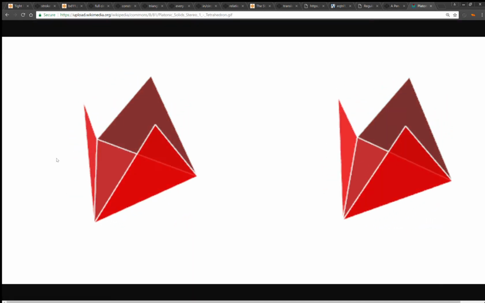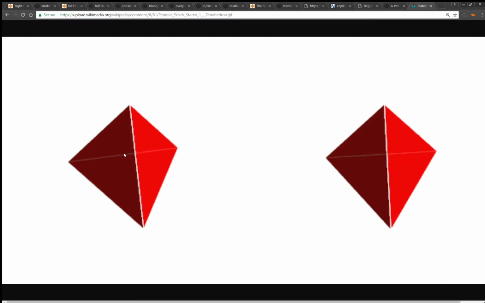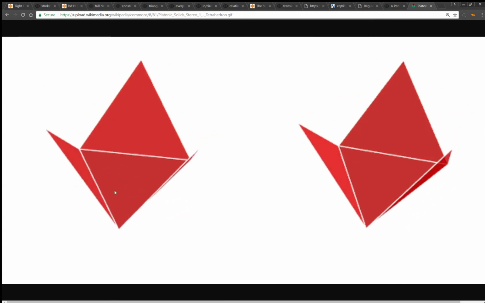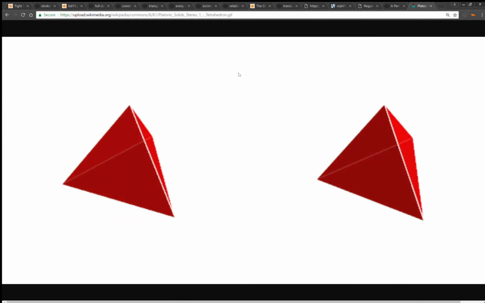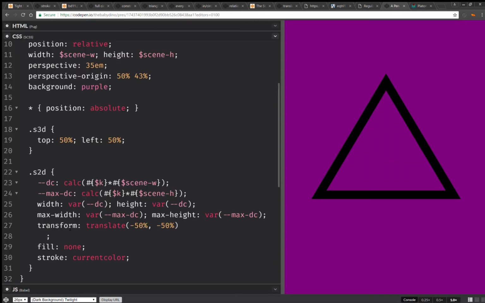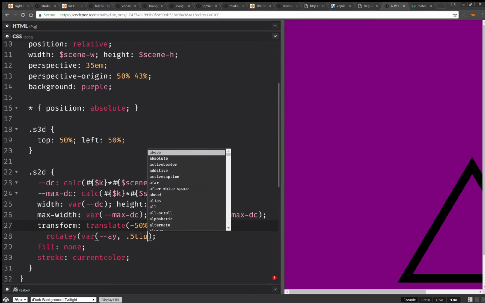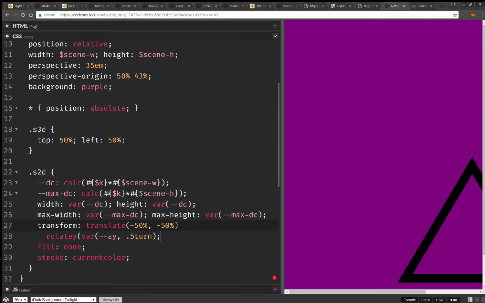Now as you can see, the lateral faces are rotated such that their bottom edge is on one of the edges of the base polygon. So this means that we pretty much need to rotate them as we've rotated the points for the vertices. So we're going to have rotate y, and we're going to use a custom property here, which is going to be half a turn by default.